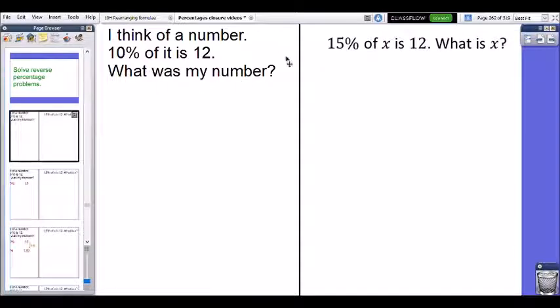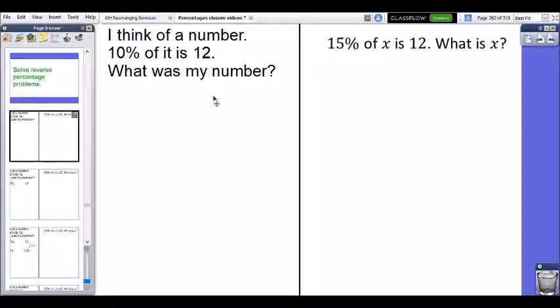Do you see how this problem is slightly different to what we're used to? We're used to being given the original number, but now we're given 10% of the number and we're basically working backwards. We're trying to find the original number. So a reverse percentage problem is where you need to work out the original number given some calculation.